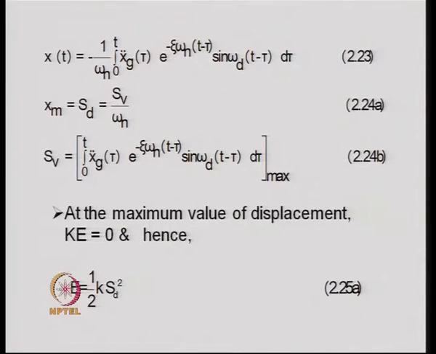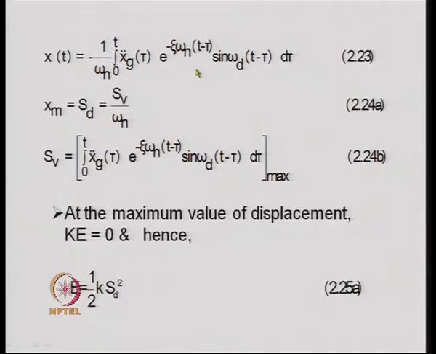This is the Duhamel integral, which is shown in equation 2.23, where we obtain the relative displacement of ground motion using the recorded ground acceleration and using this equation. Now, we can see that this equation contains a term which is sin omega d (t minus tau), and another term is an exponentially decaying function which gets multiplied with this.